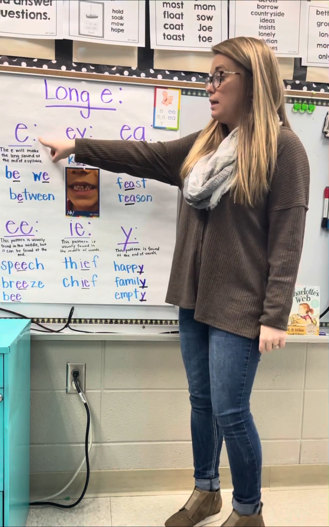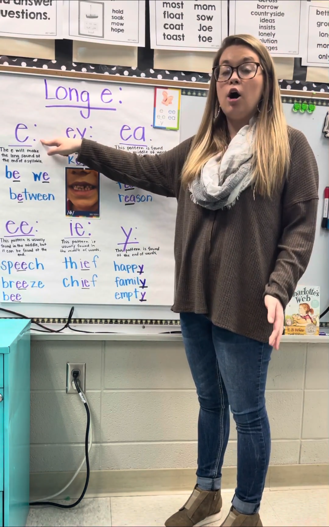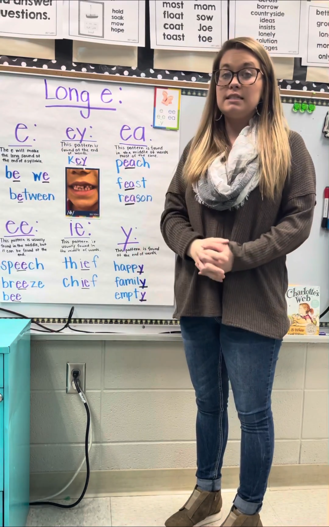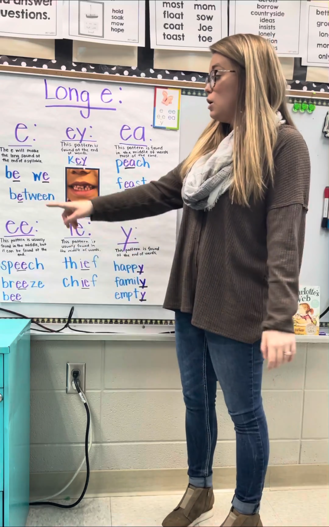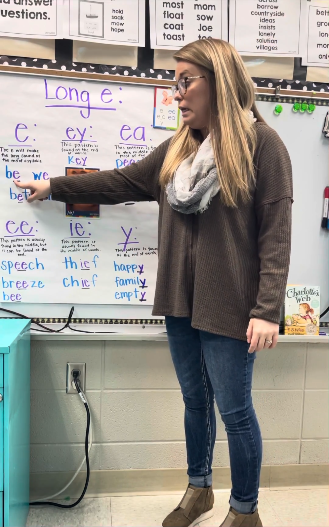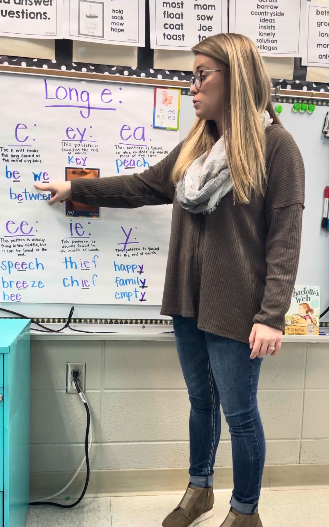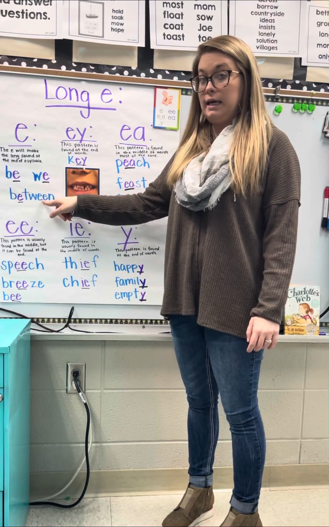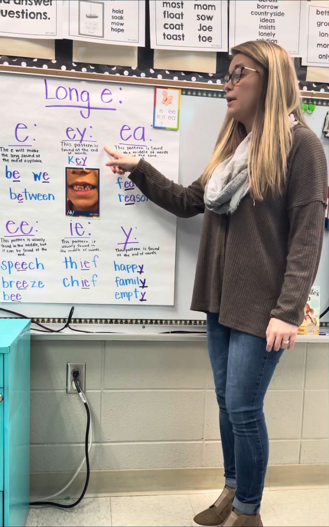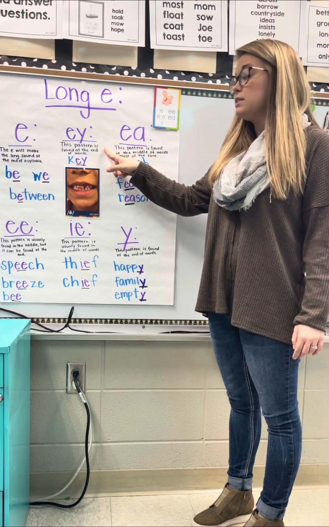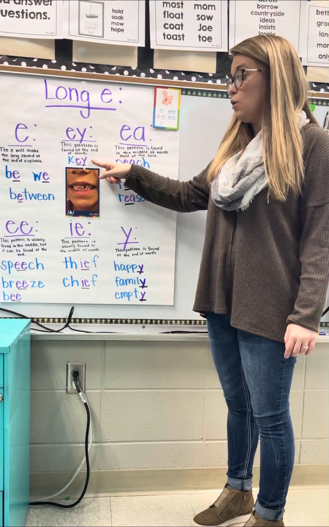Let's start with E all by itself. Sometimes E all by itself will say E, but it needs to be at the end of a syllable to make that long E sound. For example, the word be has the E right at the end because it's at the end of the syllable. Some other examples are we and between. Another pattern that can make that long E sound is EY, and this pattern is found at the end of words, like in the word key.